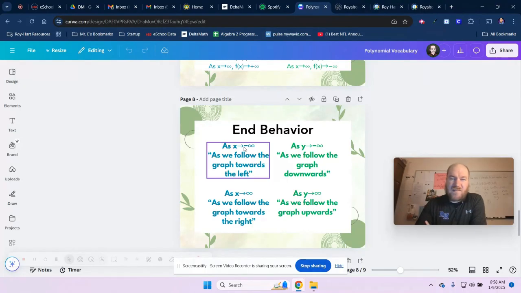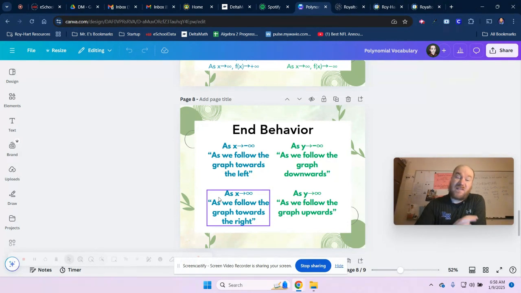So if you ever see x arrow negative infinity, just in your head think as we follow the graph towards the left. And then down here, same thing, but now it's going to go the opposite direction as we follow the graph towards the right. And that's because as x goes towards positive infinity, we're going to go more and more to the right.